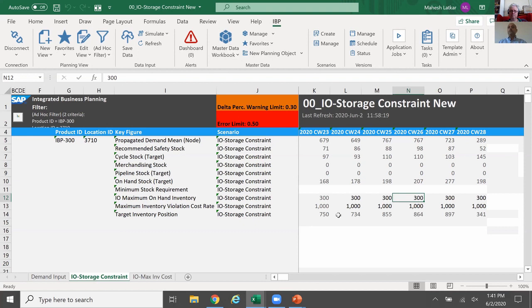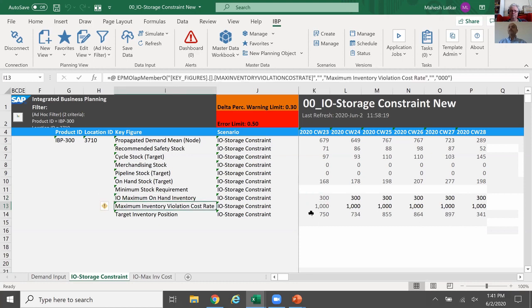And at the bottom, you can see this target inventory positions recalculated after changing these numbers. So this storage capacity constraint can be managed using two key figures. One is IO max on hand inventory, this key figure for the quantities. And then you need to also put cost. So you can put a little higher cost here to consider this as a constraint.